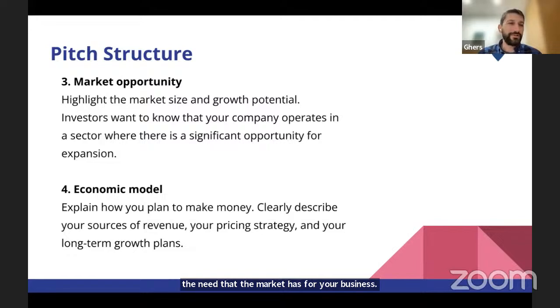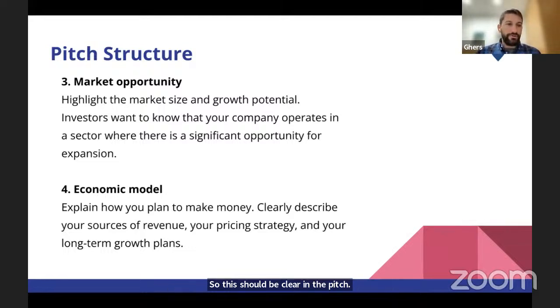Then we should go to the market opportunity, highlighting the size and growth potential of the market. Investors want to know, and this is one of the most important things, that your company operates in a sector where there is a significant opportunity for expansion. So this should be clear in the pitch.